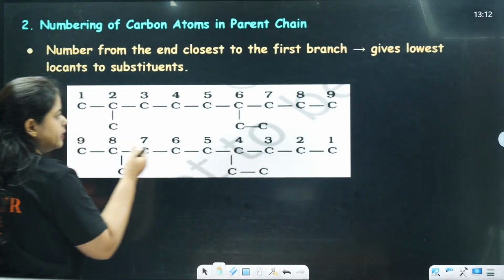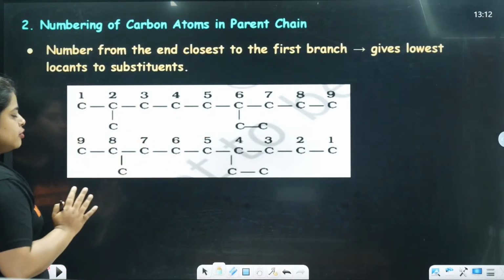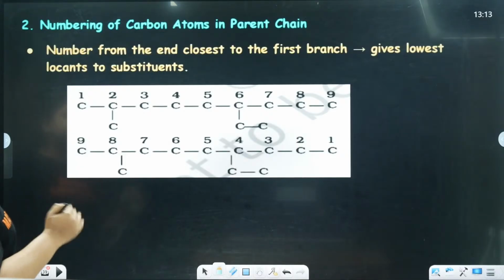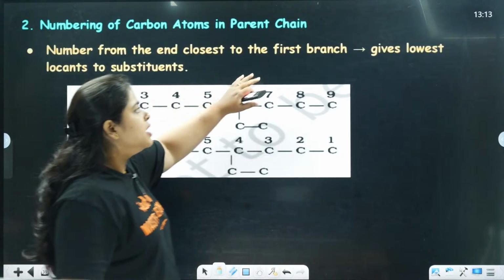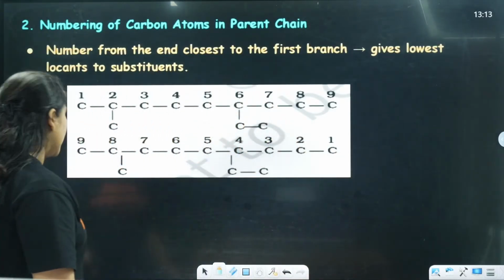So from there we will start. From here we are going to start from there. Clear? This is how you need to number things. Means it will give the lowest locants to the substituents. Means whatever the number of the end closest is there for the first branch chain, for the first branch chain.